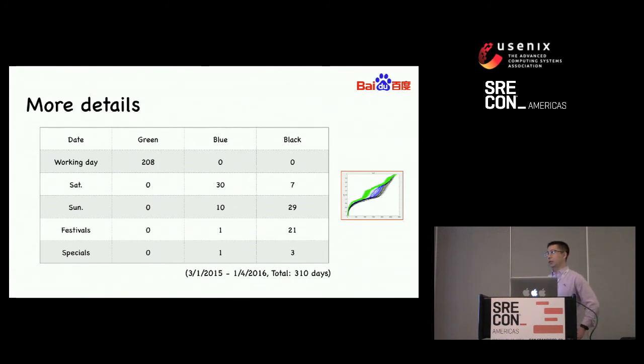The special days mean these days are actually not official holidays, but the traffic pattern on these days is significantly different from normal days. A typical example in China is November 11. November 11 is currently called China's Black Friday. So people will rush to the online market and purchase lots of things. So the traffic will become significantly different. So we call them special days.